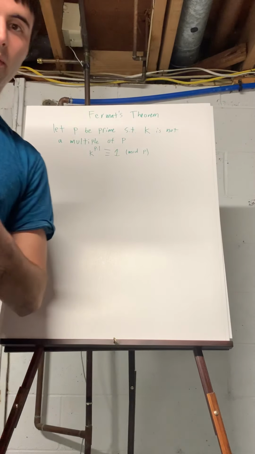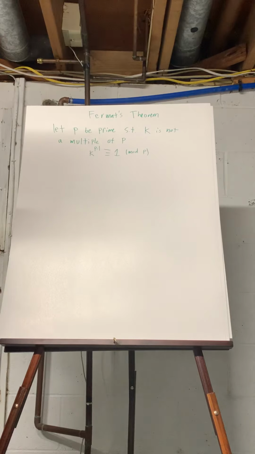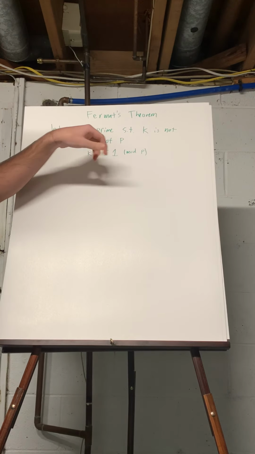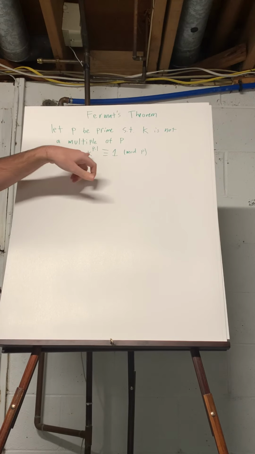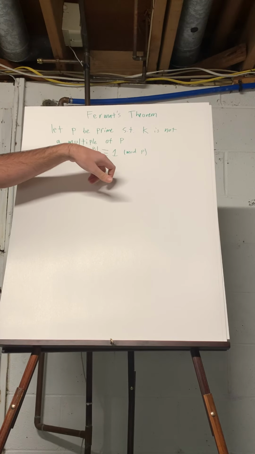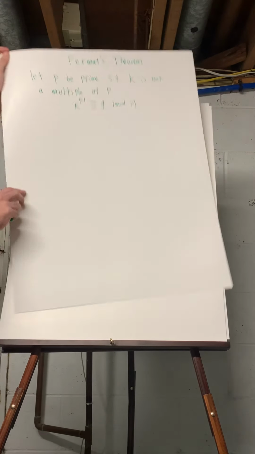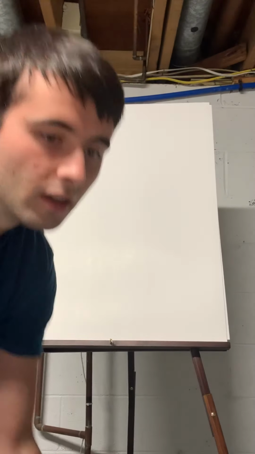Alright, so we're going to be proving Fermat's theorem in this video. What Fermat's theorem says is that if p is a prime number and k is not a multiple of p, then k to the p minus 1 power is congruent to 1 mod p. So to start this off, we're going to start with a quick lemma.